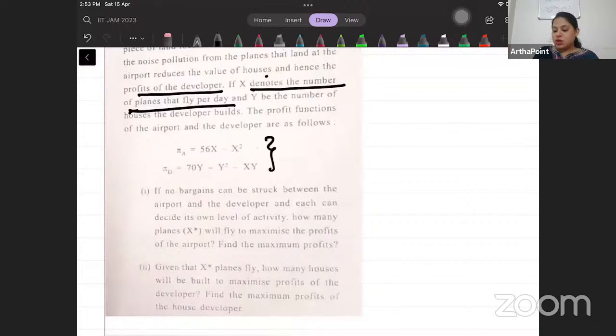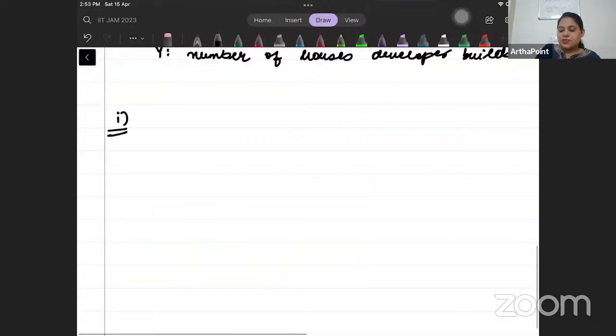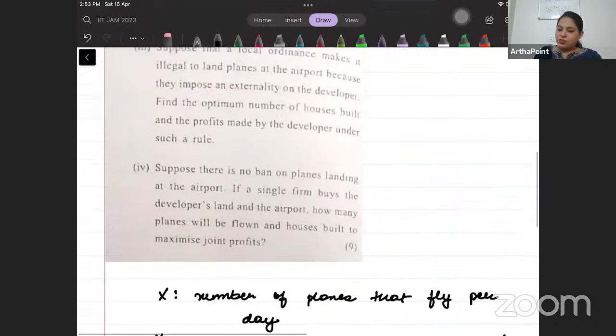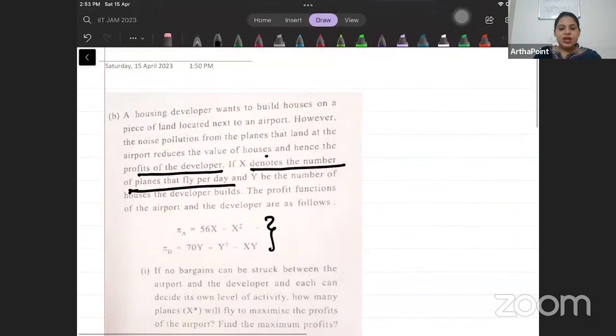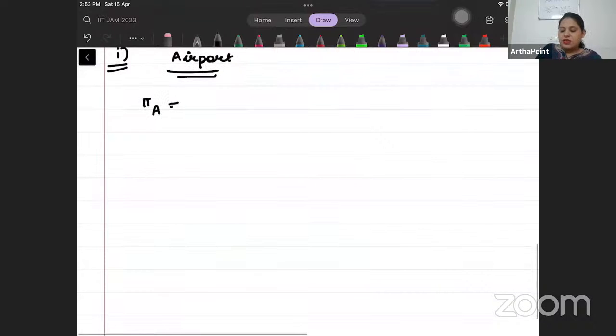If no bargain can be struck between the airport and the developer, and each can decide its own level of activity, so there is no bargain that can be done, you have to maximize your own profits. How many planes will fly to maximize the profit of the airport? I am doing it from the point of view of the airport. The profit function of the airport is 56x minus x square.